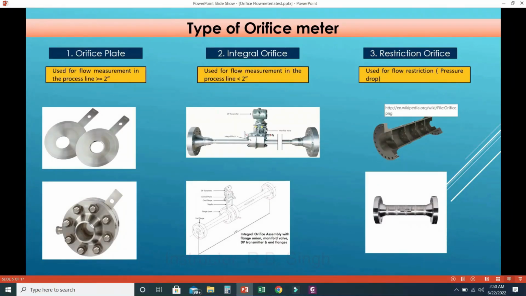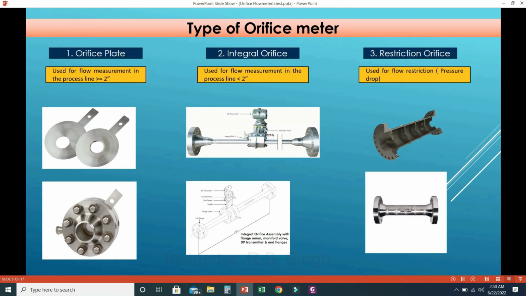Let's discuss the types of orifice meter. The first one, orifice plate. Second one, integral orifice. Third one, restriction orifice. So basically these three types of meters we can use in industry.